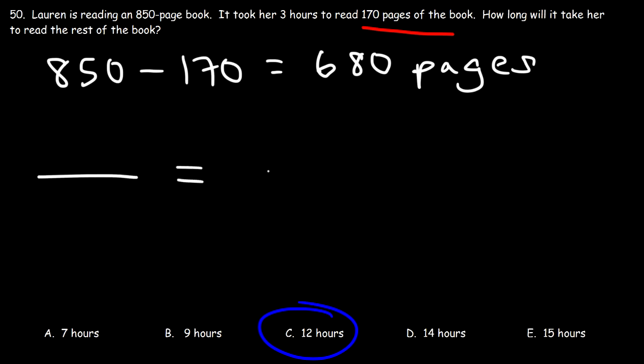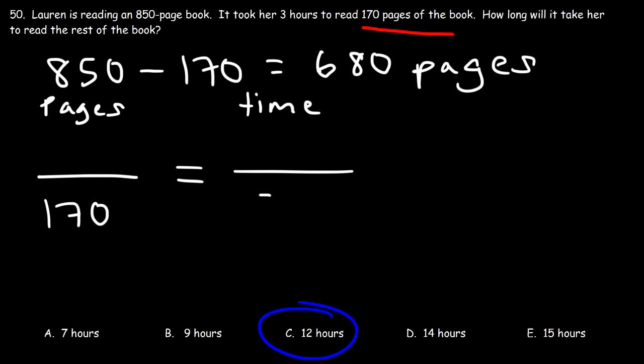So we need 2 fractions separated by an equal sign. On the left side, I'm going to put the number of pages. And on the right side, the time in hours. So it takes her 3 hours to read 170 pages. How long will it take her, so that's X, to read 680 pages? You could set it up that way.